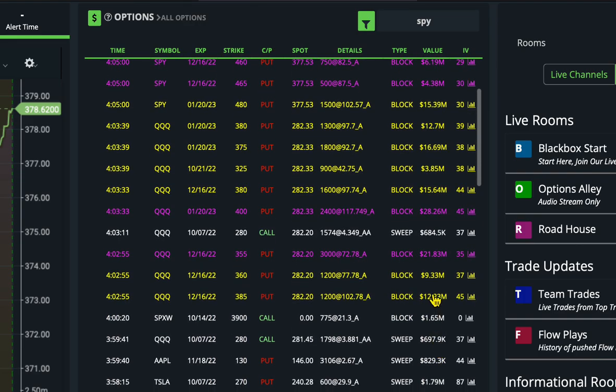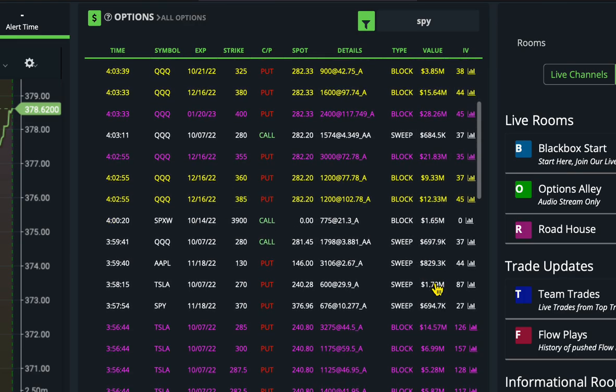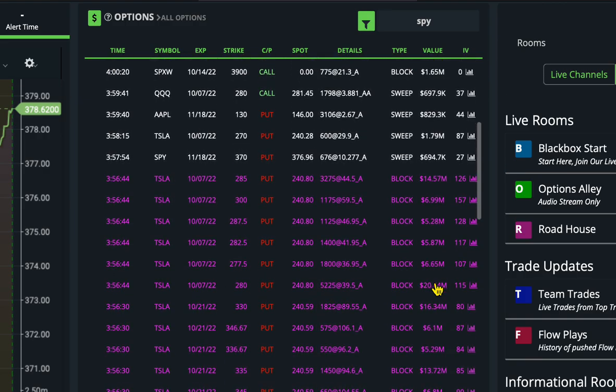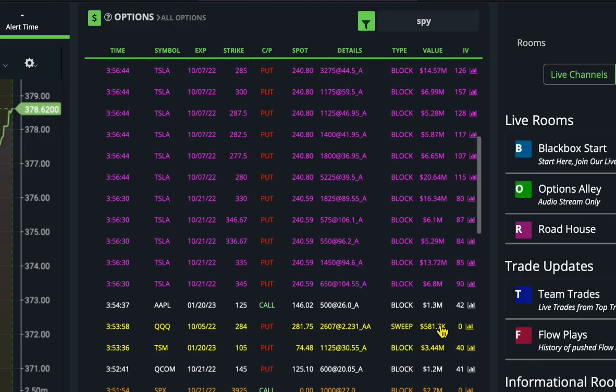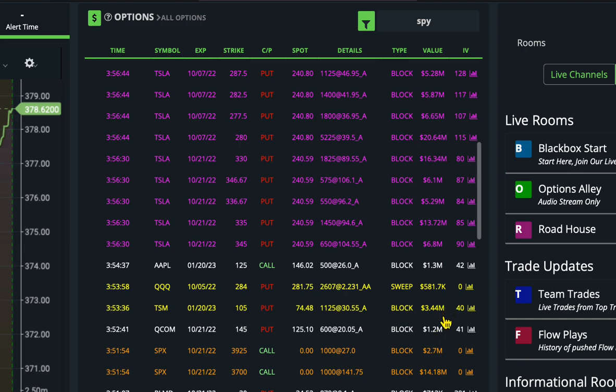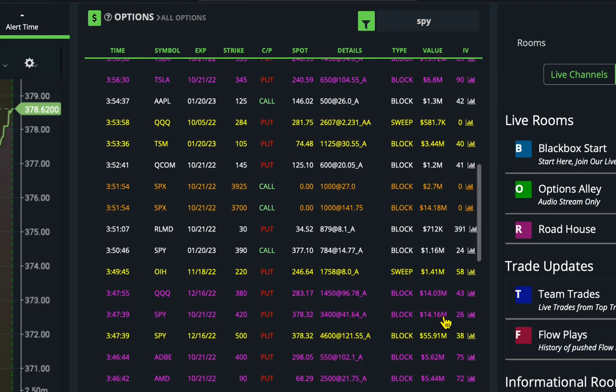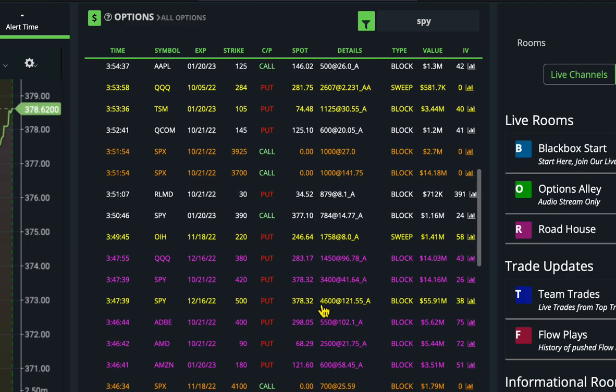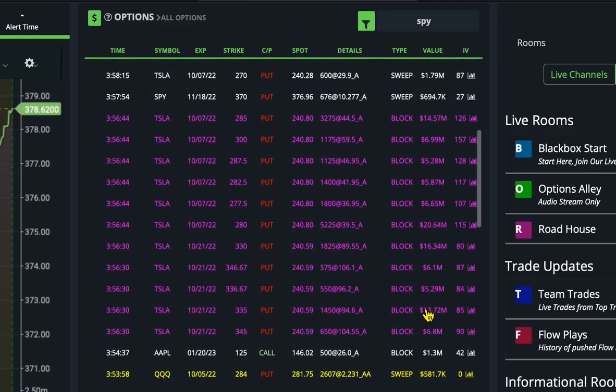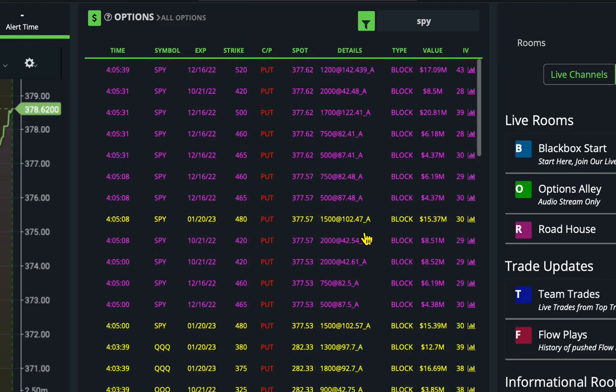There was another one that was 55 million. Where did that go? 16 million. Look at that. Right here, you see that 55 million put. All these puts, look at that. But they are not expiring soon. They are expiring in December.